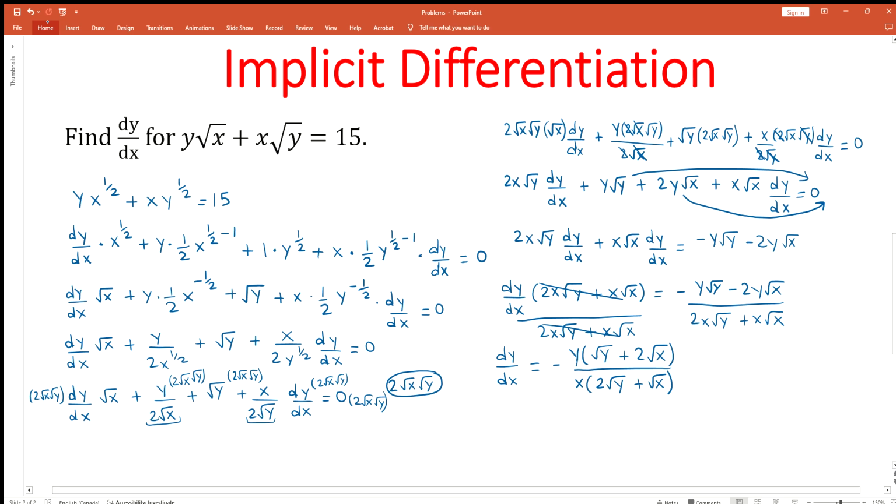So these are the steps you have to keep in mind to find dy over dx for this equation.